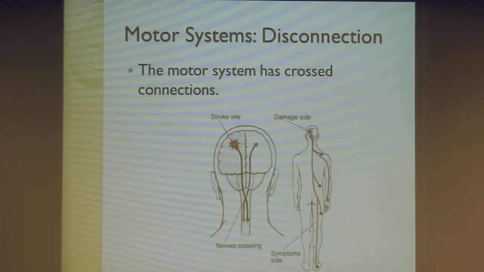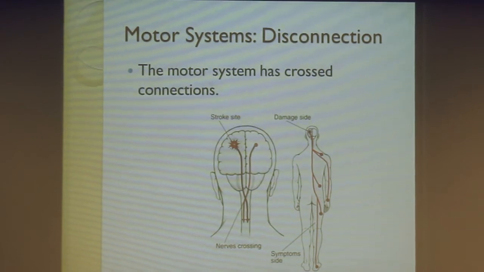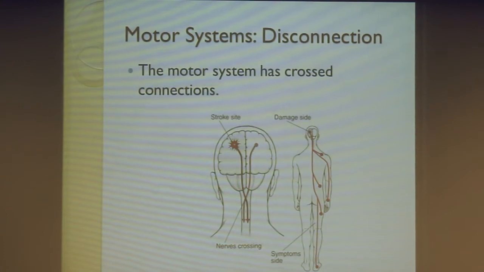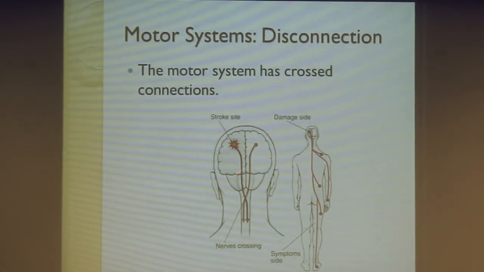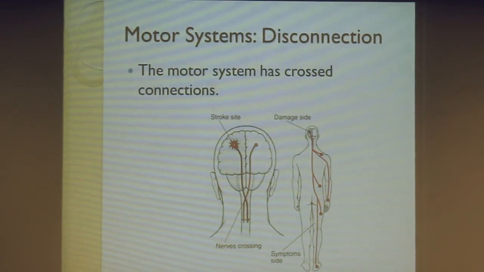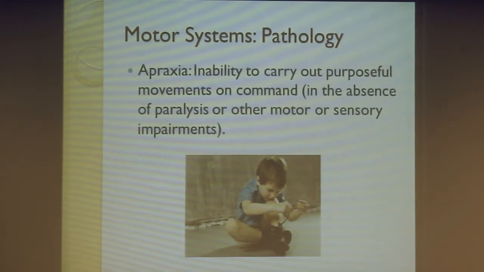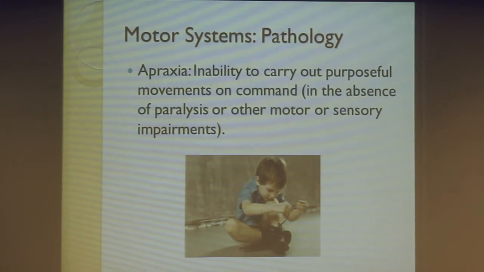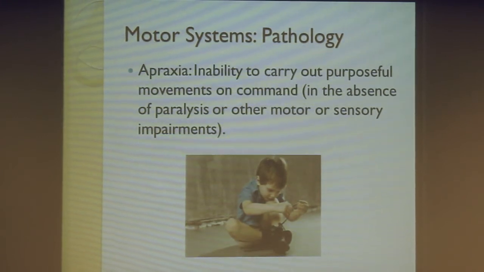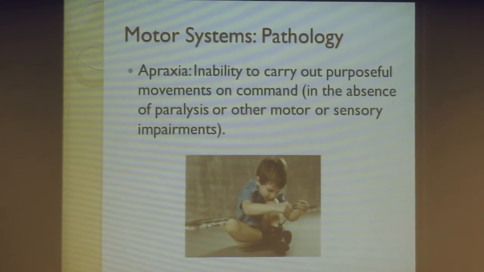Disconnection, the motor system has crossed connections. They cross in the brainstem. Exactly where in the brainstem is quite complicated to see, but they cross in the brainstem. Now, the pathologies of the motor system you need to learn about as well. For example, apraxia, which is the inability to carry out purposeful movements on command in the absence of paralysis or other motor or sensory impairments.